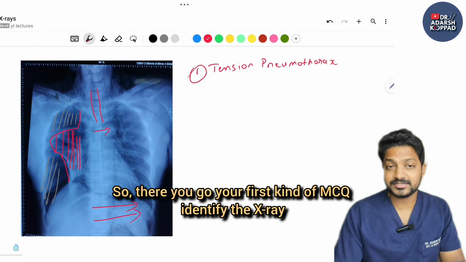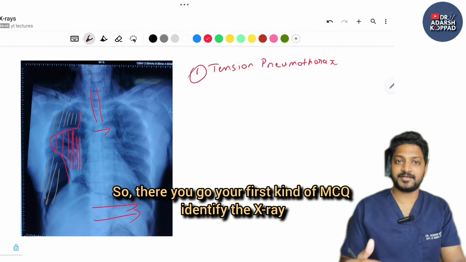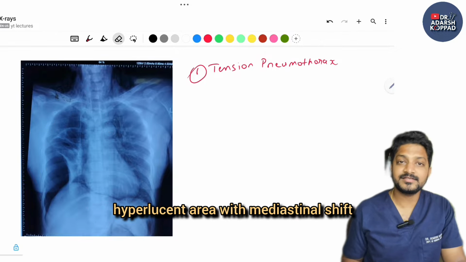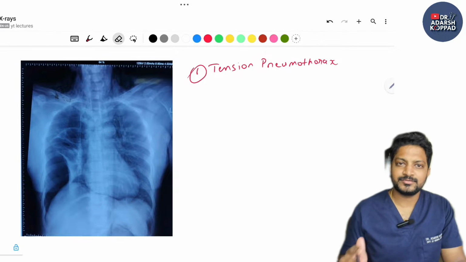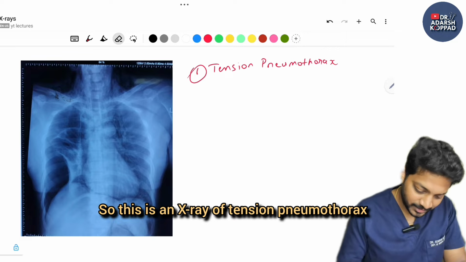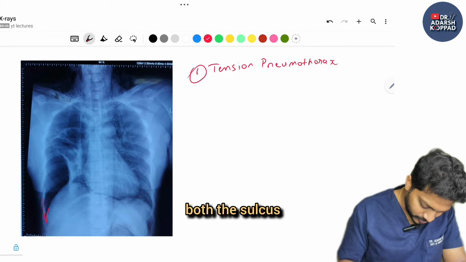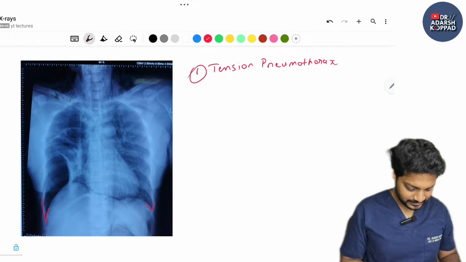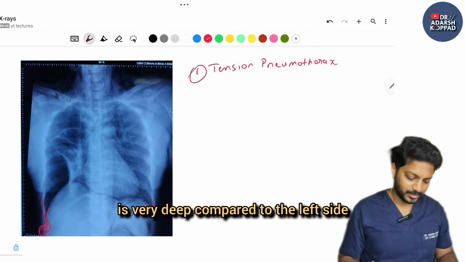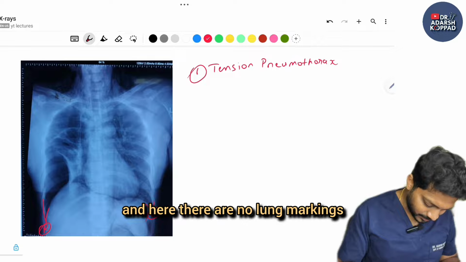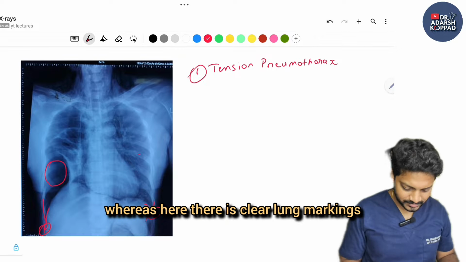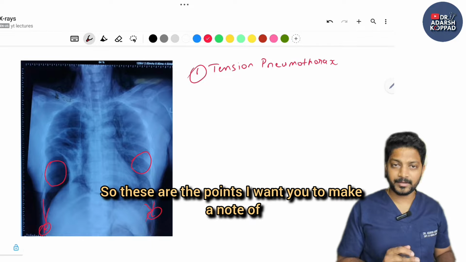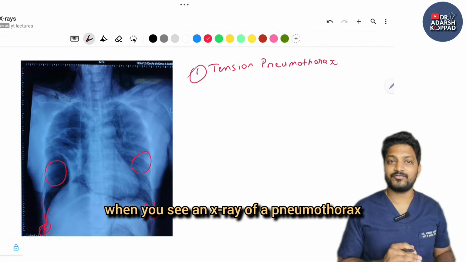So there you go, your first kind of MCQ. Identify the X-ray. So here you saw hypolucent area with mediastinal shift and tracheal deviation. So this is an X-ray of tension pneumothorax, and I also want you to look at both the sulcus or the costophrenic angle on the right side is very deep compared to the left side. And here there are no lung markings, whereas here there is clear lung markings.